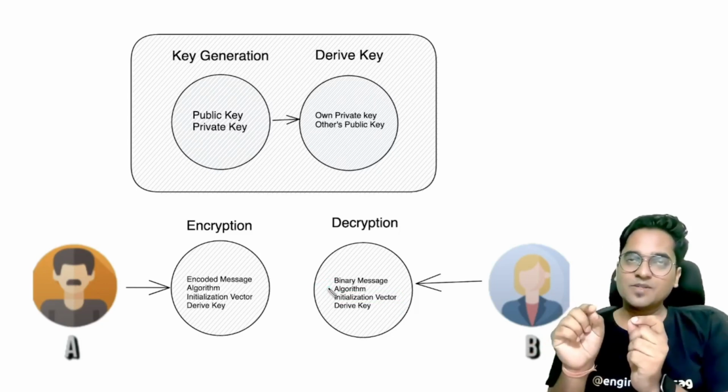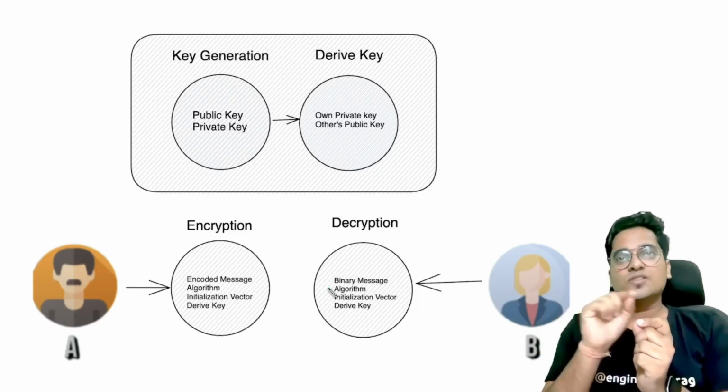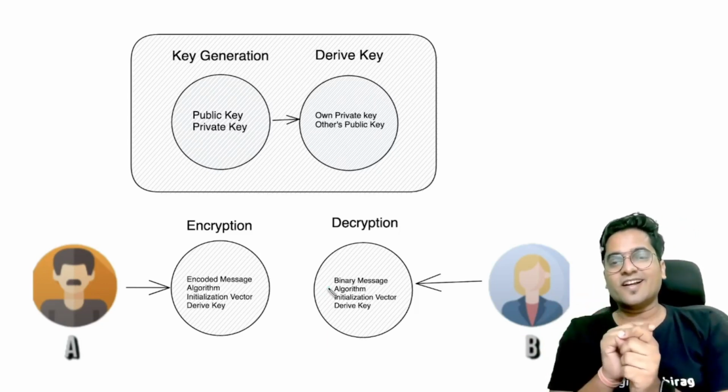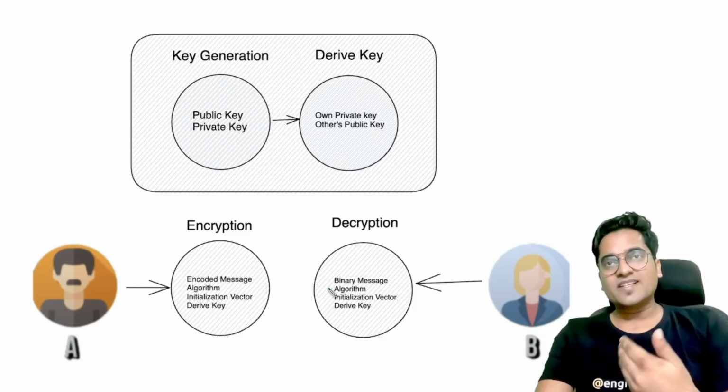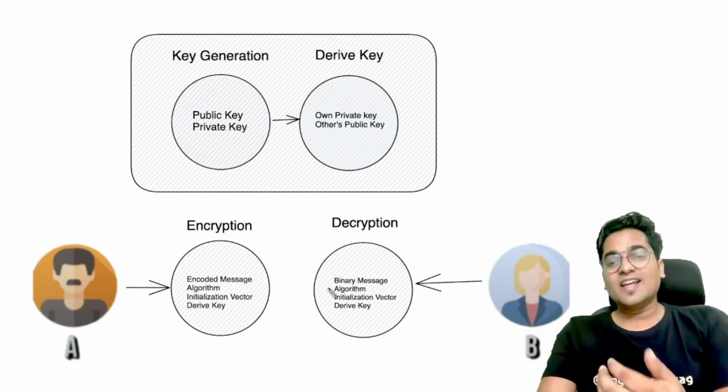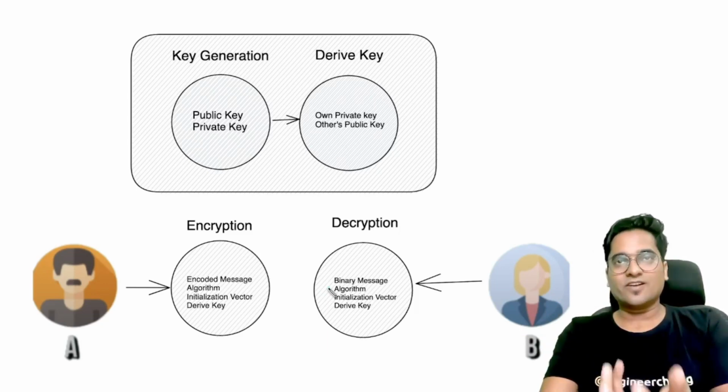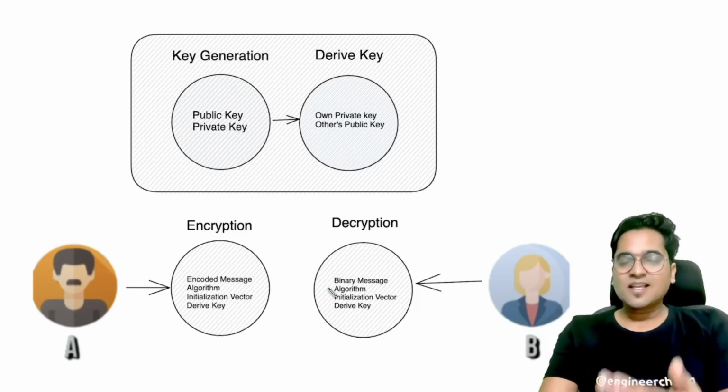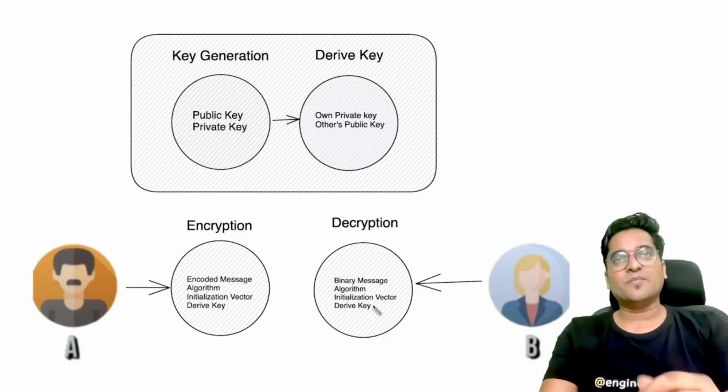For every message which is sent, they use a uniquely generated initialization vector, which makes it more powerful. Even if the initialization vector is leaked in one of your messages, every message has something new, right? So that way it makes it stronger.